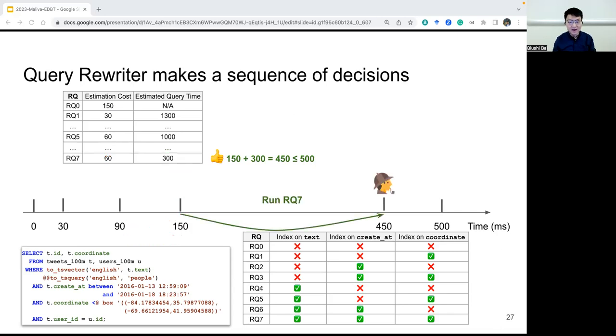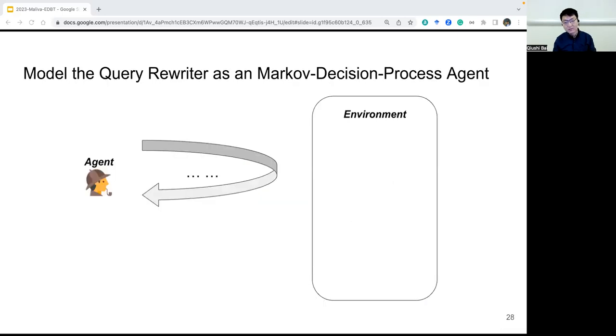As we can see in the example, to find a viable rewritten query, the query writer needs to make a sequence of decisions. It explores one rewritten query, spends some time on estimating its query time, then based on the new information, it chooses a new one to explore, and so on and so forth, until it either finds a viable query or it runs out of time and chooses the best one it knows so far. Then the question becomes, how does the query writer agent learn those previous experiences and make those sequence of decisions wisely?